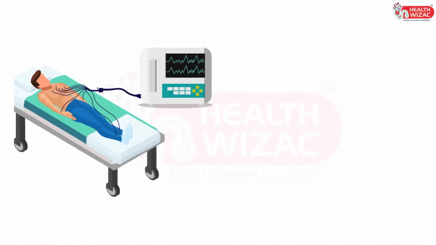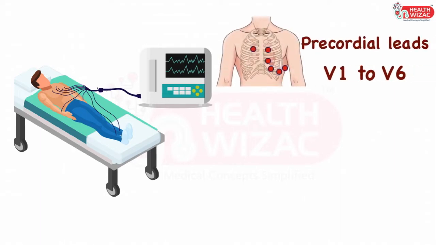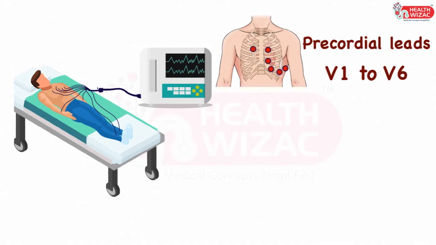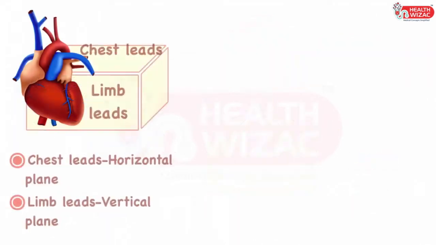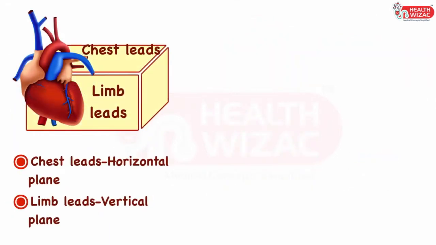Standard ECG is a 12-lead ECG of which there are 6 precordial leads, that is from V1 to V6, or the chest leads, and 6 limb leads, that is L1, L2, L3, AVR, AVL and AVF. The limb leads record the vertical or frontal activity of the heart, whereas the chest leads record the horizontal activity of the heart. The combination of various chest leads and limb leads reflects the various areas of the heart and thus shows us the site of myocardial injury.